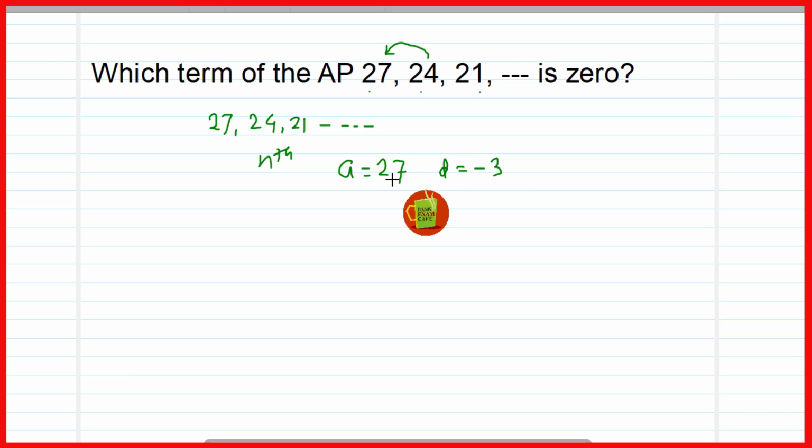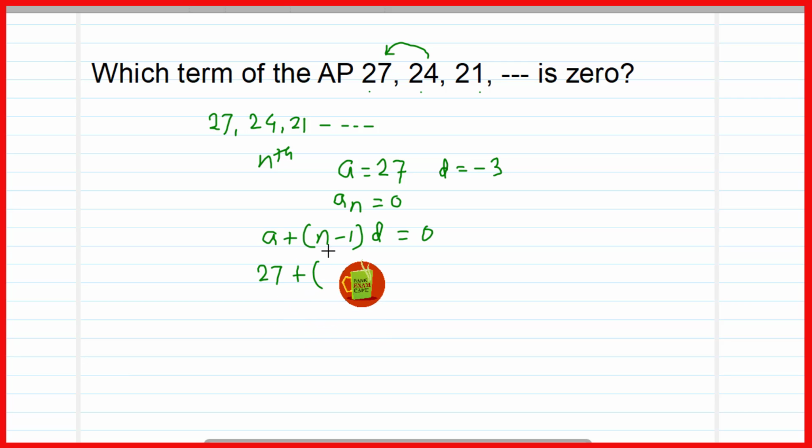So you know a is 27, d is minus 3, and it is given that we are taking the nth term whose value is 0, and therefore an is equal to 0, and we have to find n. So when an is equal to 0, it is a plus n minus 1 into d, which is equal to 0. Now put the values. A is 27 plus n minus 1 into d. D is multiplied by minus 3, because d is minus 3, which is equal to 0.